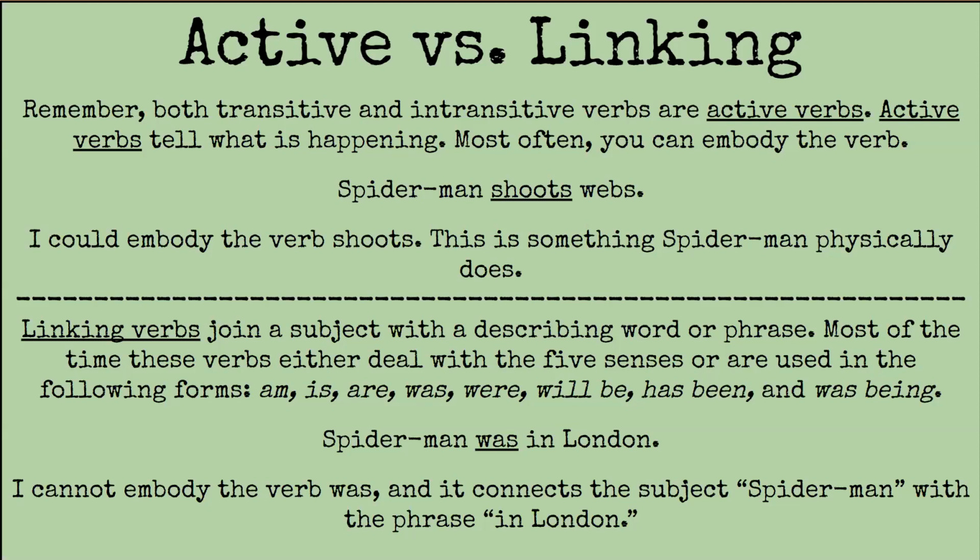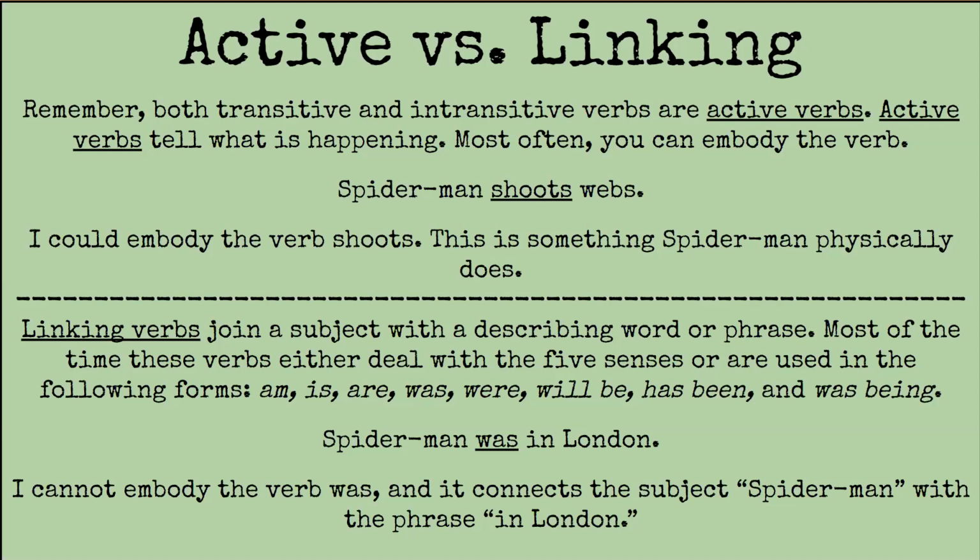So the sentence I gave here was Spider-Man shoots webs. Well, I could get up and I could demonstrate shoots. Like I could show you how Spider-Man shoots webs. I mean, I can't physically shoot webs. That'd be awesome. But I could show you how he does it in the movies, in the comics, and so forth. Because I can embody this verb, that means that it's active.